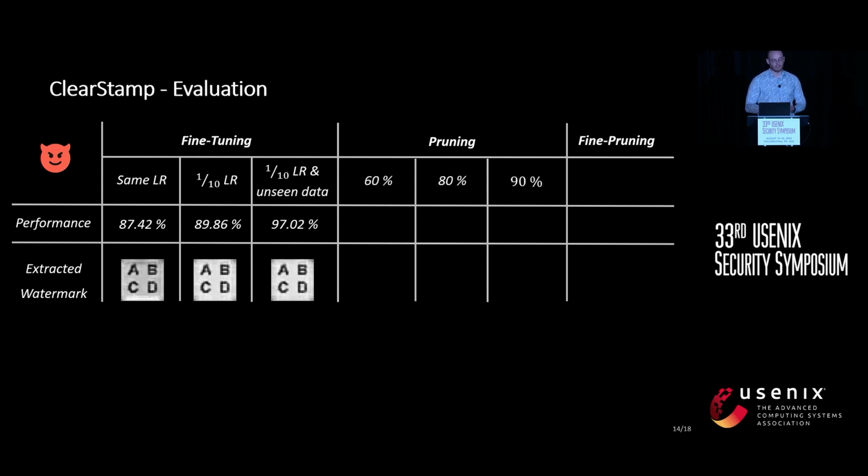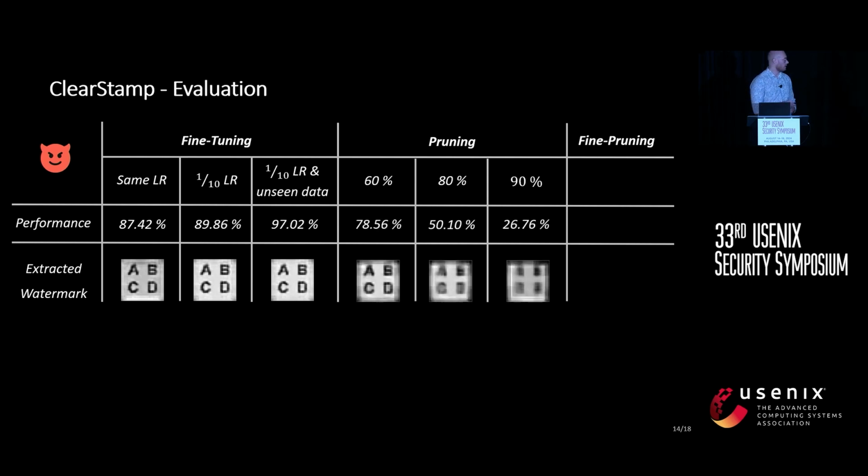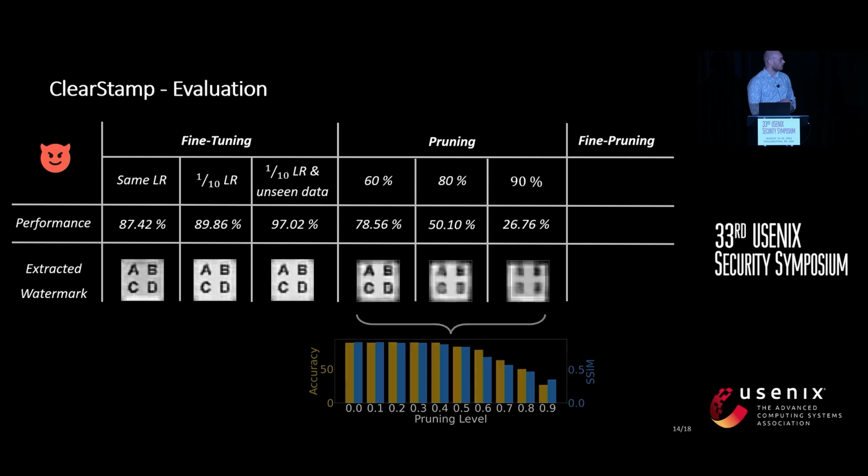Then we used pruning. There, the situation looks different. So the adversary is able to more or less remove the watermark, so you can barely see the ABCD anymore. But perhaps you might notice that he sacrifices a lot of accuracy here. So in fact, we have a clear correlation between the quality of the model and the quality of the watermark. And here we can see that our entanglement with the dropout layers and the value ranges worked. So if we prune the model, you also sacrifice a lot of accuracy.